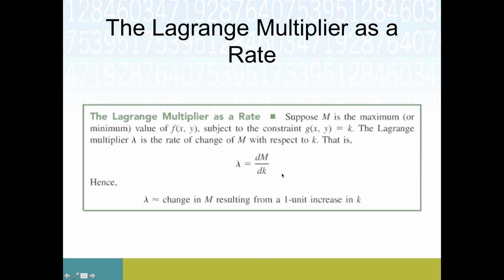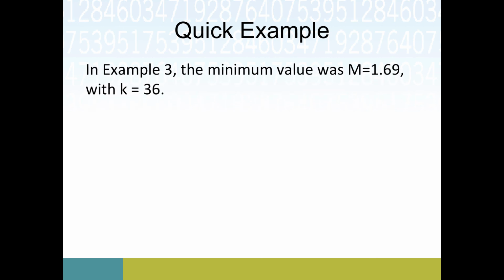In particular, the way we can express this would be something like the change in this max is approximately the same thing as lambda times the change in that k value. So as a quick example, you remember I said I had chosen in that competitor's word problem to solve for lambda semi-intentionally. The reason is that if we go back and use some of the numbers from before, we can say the minimum value we found was 1.69.